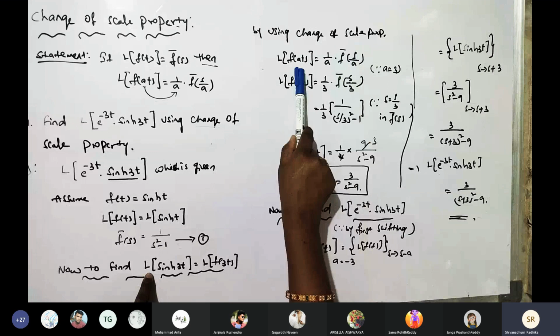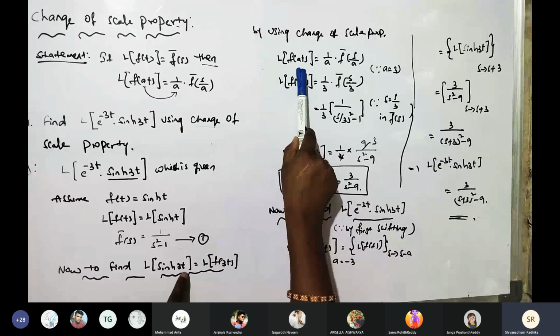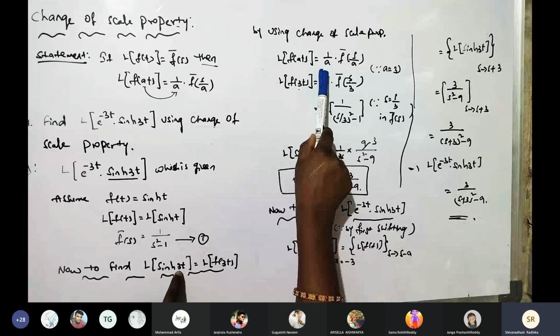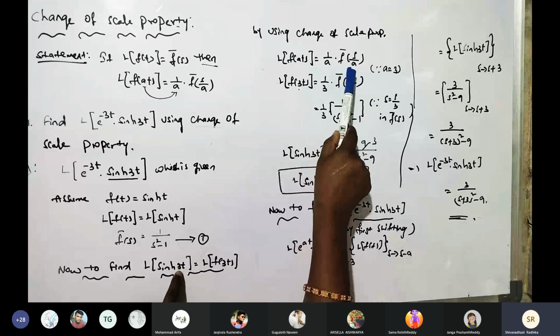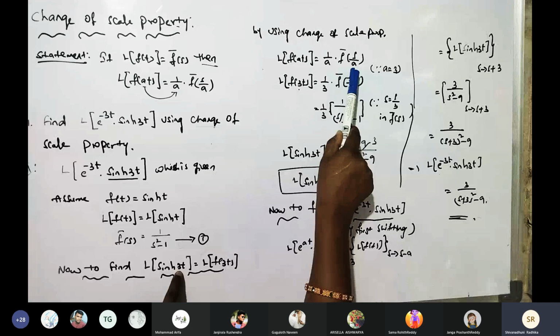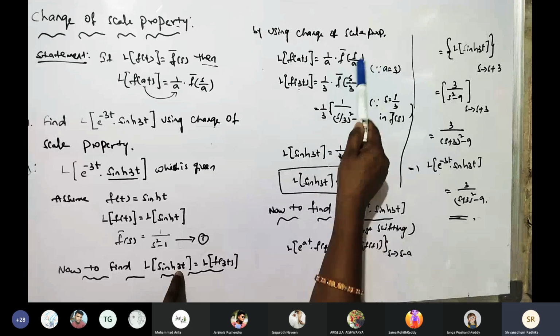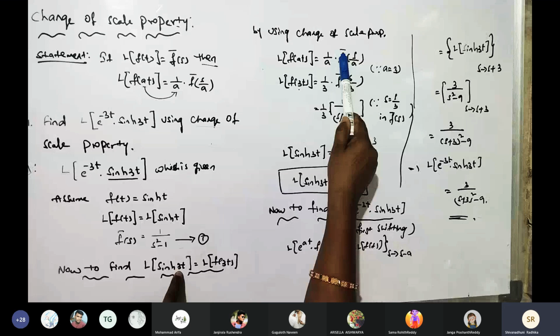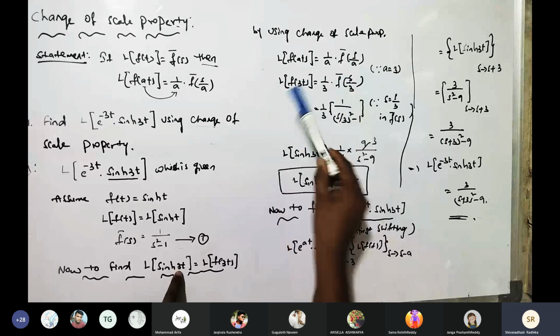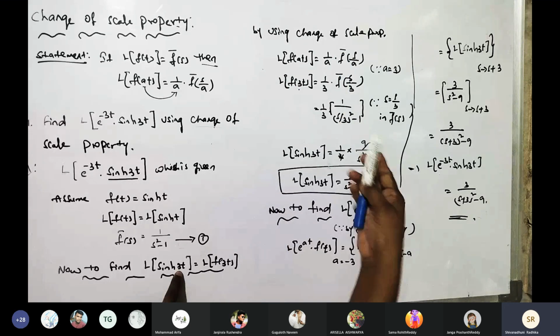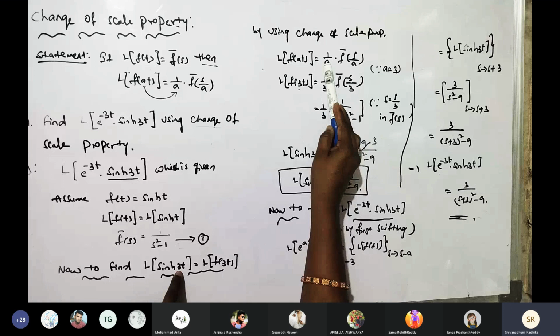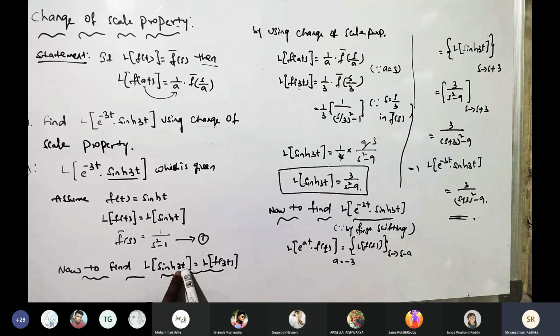The variable is multiplied with some constant. The constant is divided, and that is also divided with the s in f bar of s. Now L of f of 3t equals 1 by 3. The constant here is 3, and we are going to substitute s by 3 in f bar of s, which is related to the basic formula of f of t. So s equals s by 3 in f bar of s, this one. 1 by 3 into 1 by (s by 3) whole square minus 1. So this is a change of scale property only up to this.